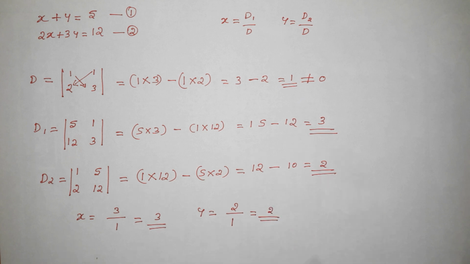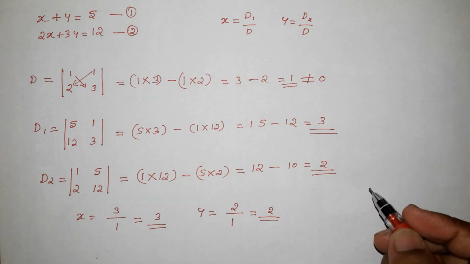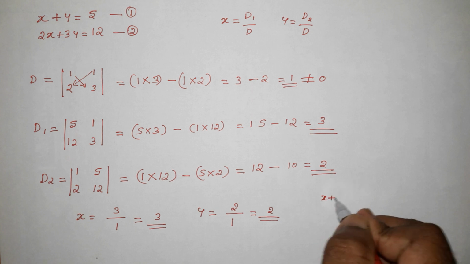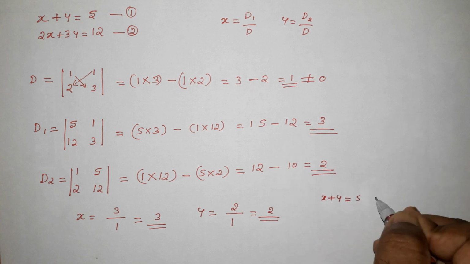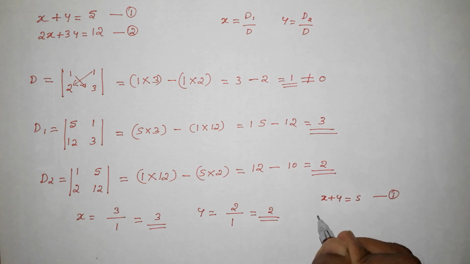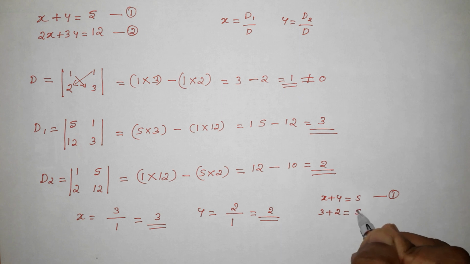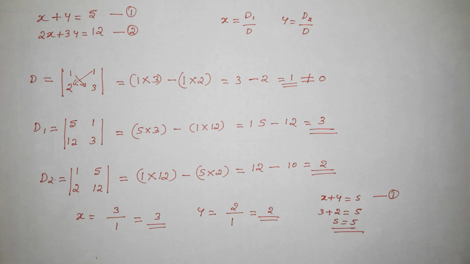Let us verify this answer in any one of the equation. I will take the first equation, x plus y is equal to 5, equation number 1. In the place of x I will put 3, in the place of y I put 2, 3 plus 2 is equal to 5. So 5 is equal to 5. Thus we have verified our problem. The answer is correct. So this is the method of solving Cramer's rule of two variables.